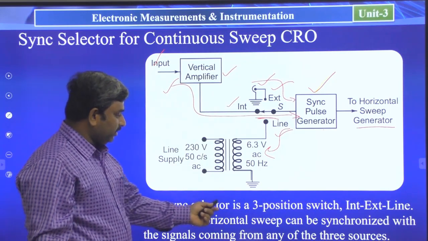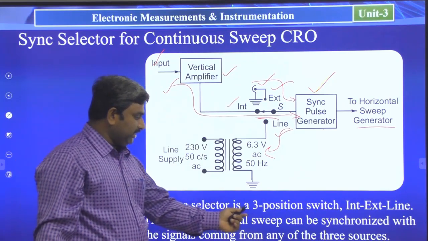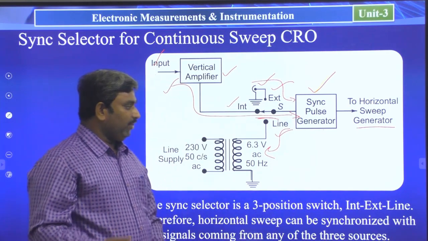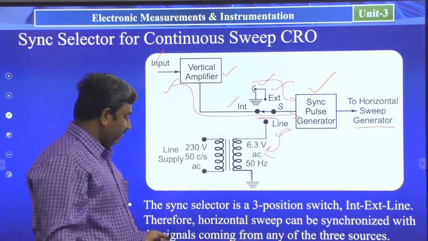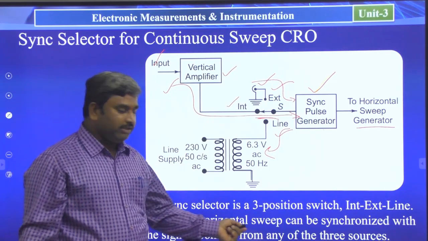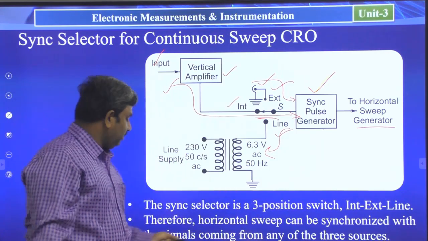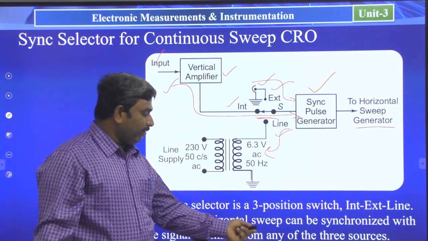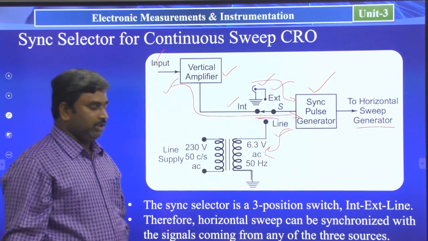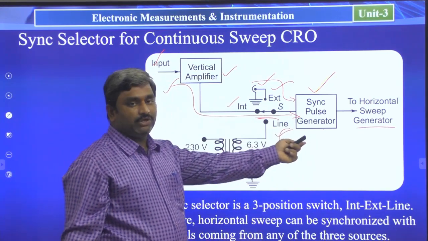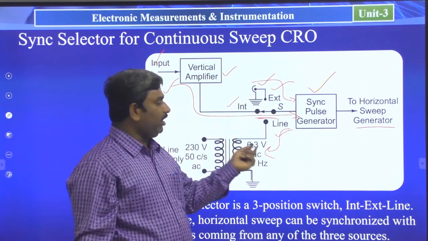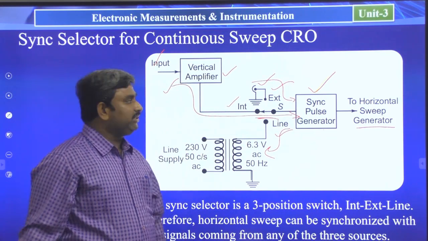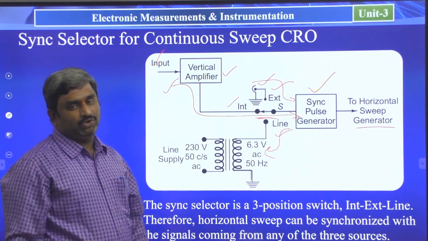The sync selector is a three-position switch: internal, external, and line. Three modes of connectivity are available. Therefore, the horizontal sweep can be synchronized with the signals coming from any of the three sources. So the sync pulse generator is connected to any of these three sources: one is external, second is internal, third is line. So this is a sync selector circuit.